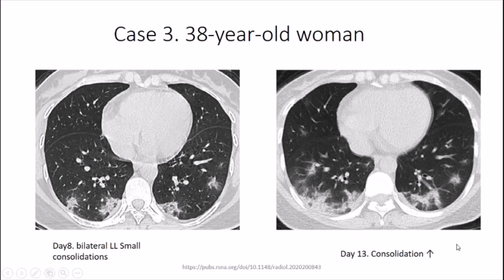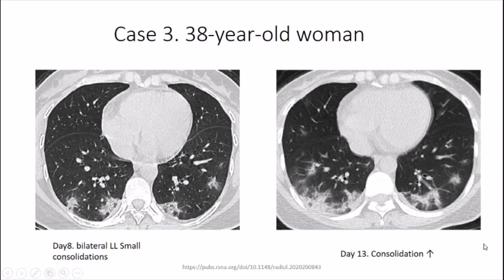This is another case of a 38-year-old woman. This image is 8 days post symptoms, and you can see bilateral small consolidations, again peripherally located, subpleural, in the posterior and lower lung lobes. These consolidations increased in size and extent bilaterally after just 5 days.